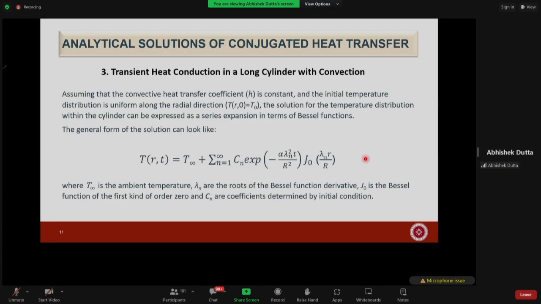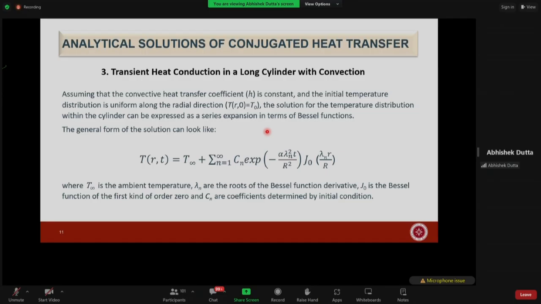This is a very complex problem, by the way, and I told you I'm a big fan of these analytical solutions. Because of the problem we had at hand, we used this concept of the long cylinder approach, where we assume that the convective heat transfer is a constant. The initial temperature distribution is uniform along the radial direction. The expression is mentioned here, and we solve this using so-called Bessel functions. You might already be aware of Bessel functions.